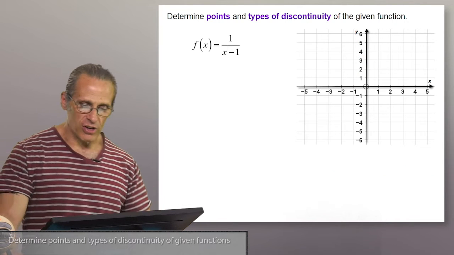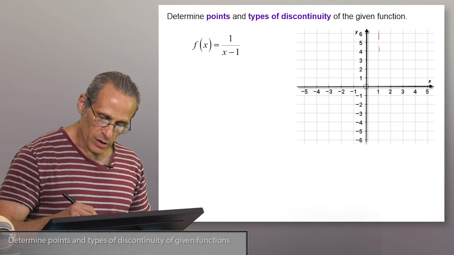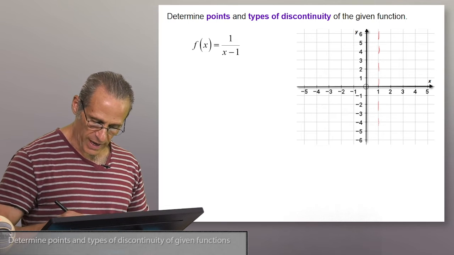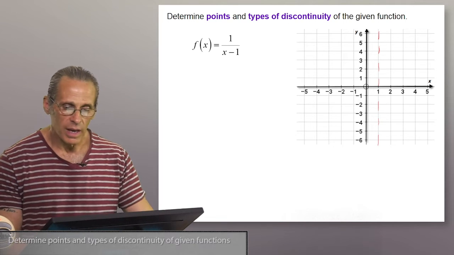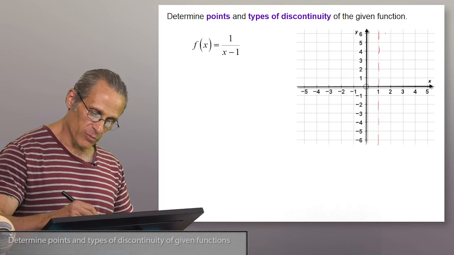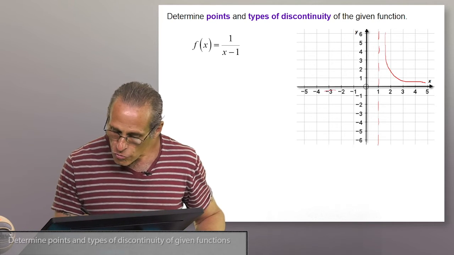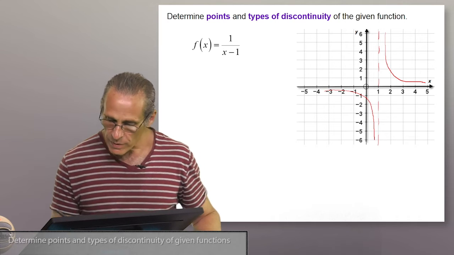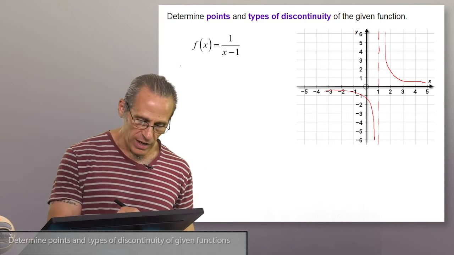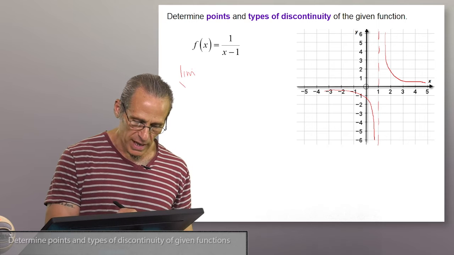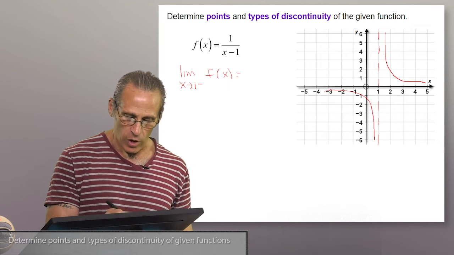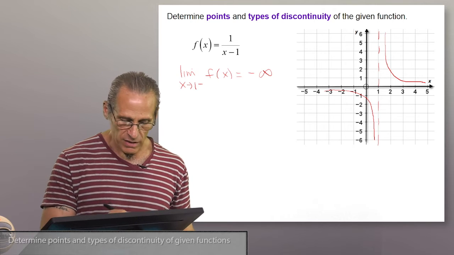For a third type of discontinuity, we're taking a look at f of x is equal to 1 over x minus 1. And so we know what this function looks like. It's basically our function of 1 over x that's been shifted to the right 1 unit. And I notice that when I take a look at the limit as x approaches 1 from the left, since that branch is going down, it would be negative infinity.